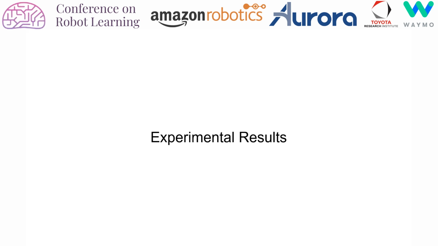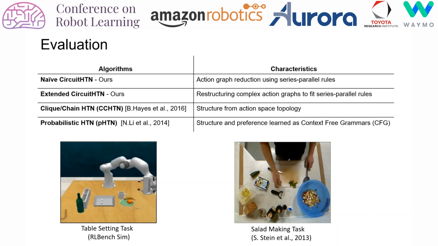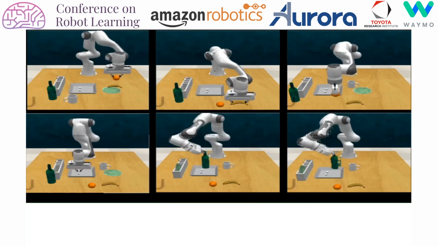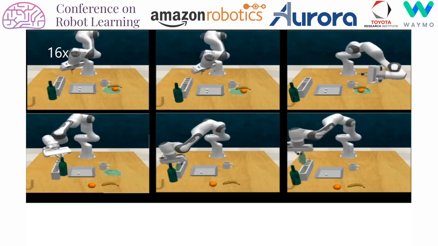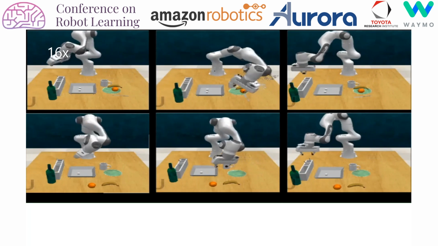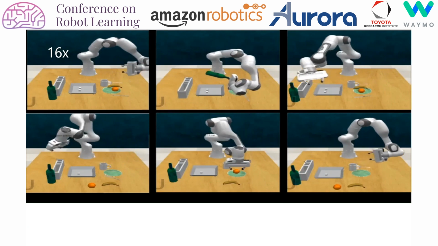Now let's look at some evaluation and results. We compared our approaches, which are the naive CircuitHTN and extended CircuitHTN, against two prior works, the click chain HTN and the probabilistic HTN, and we evaluated these approaches on two tasks, a table setting task and a salad making task. Here we show 6 out of 10 demonstrations that were collected from human subjects for the task of setting up a table in the Oral Bench simulator.